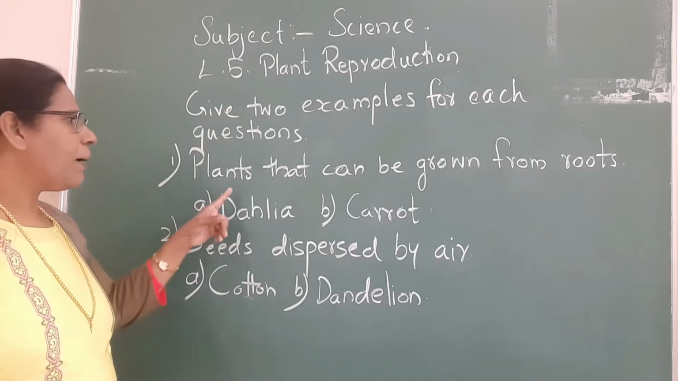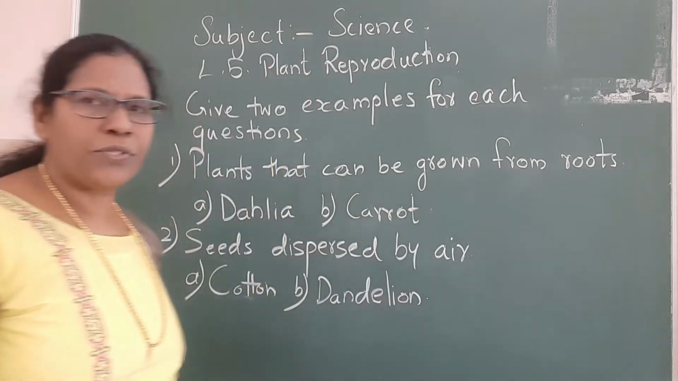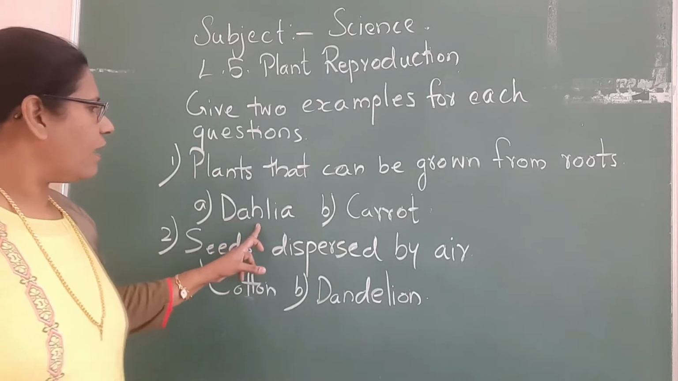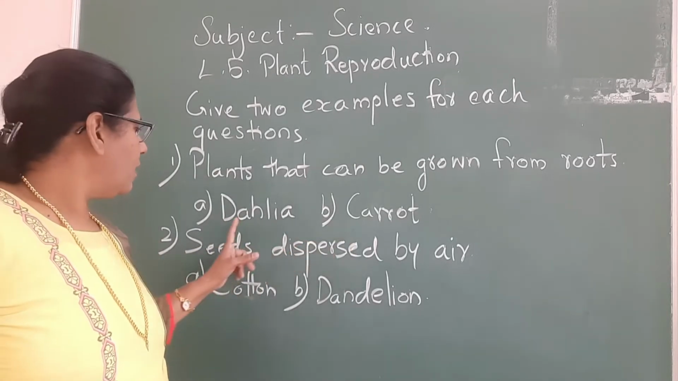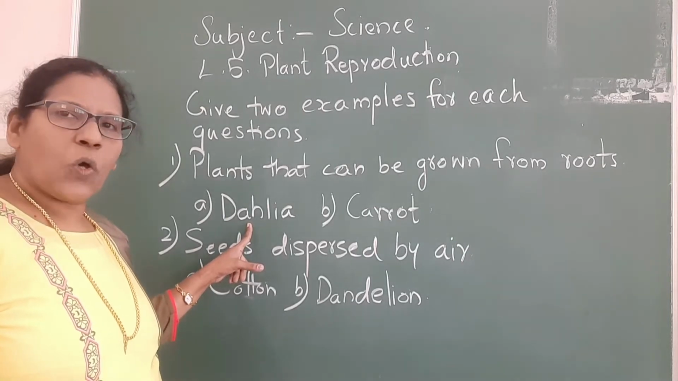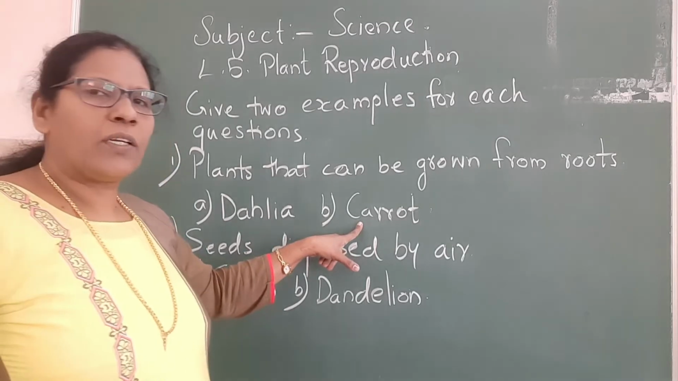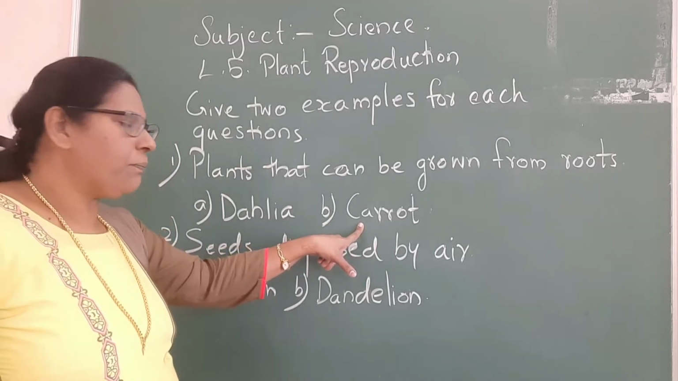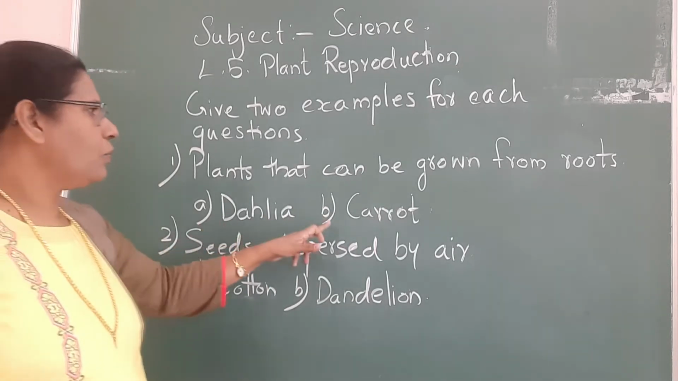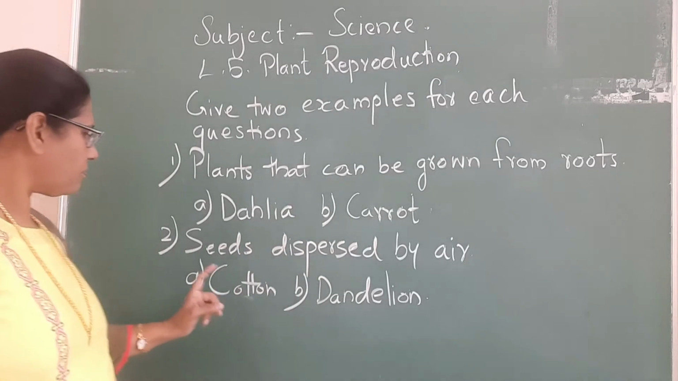Question number 1, plants that can be grown from roots. Dahlia and carrot. Dahlia's roots we put in the soil to grow the new plant. Same with carrot. Carrot's root we plant to grow new plants. So these are the two examples, Dahlia and carrot.